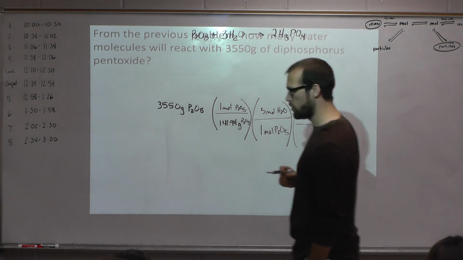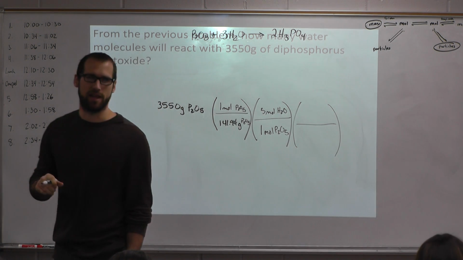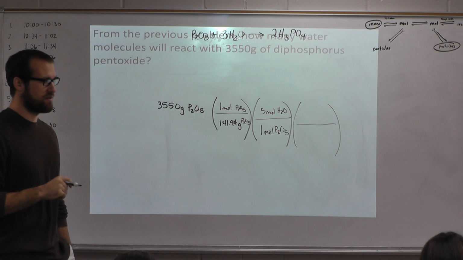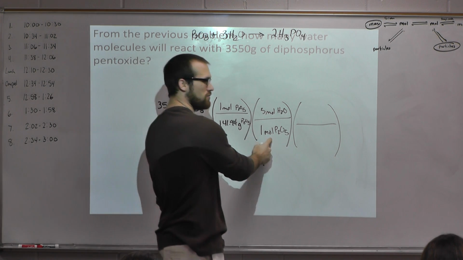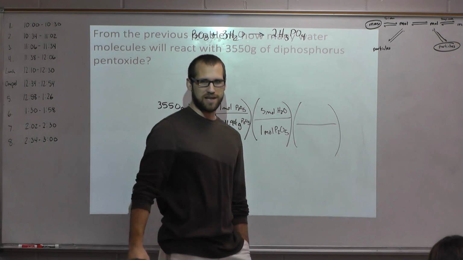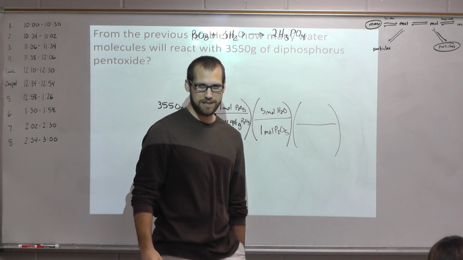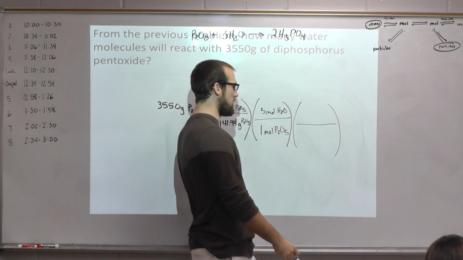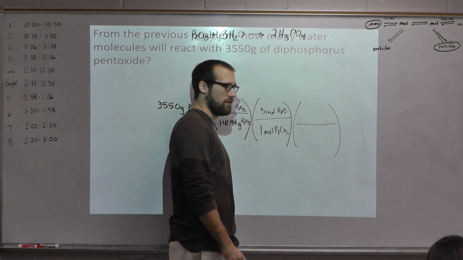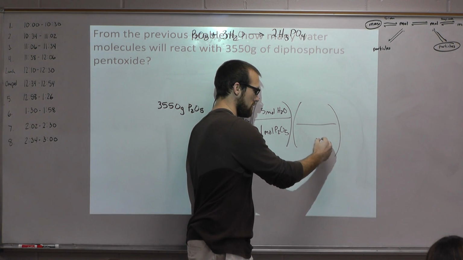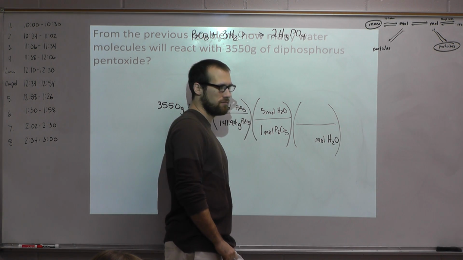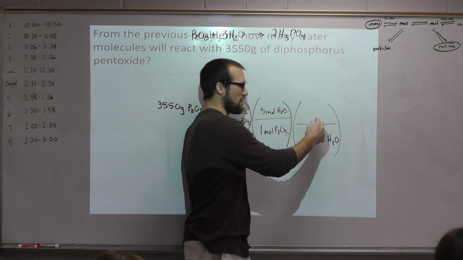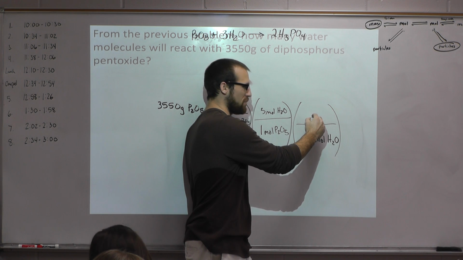Avogadro's number. So now we're throwing in the third unit conversion. There's our first one, molar mass. There's our second one, mole ratio. And our third one is Avogadro's number. Unit-wise, let's get the units where they need to go. Particles on top. What is the particle? Molecules.